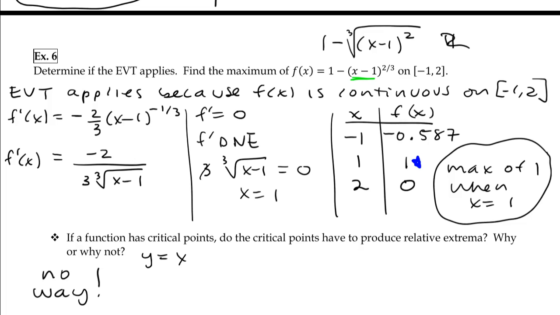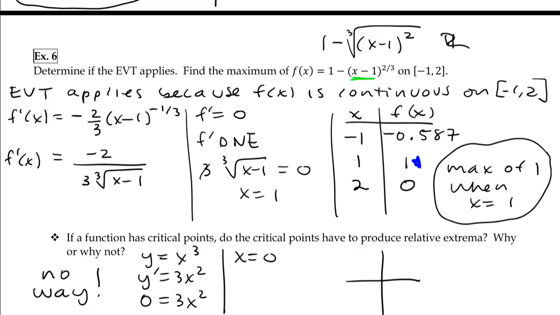Can you guys think of this function? The derivative is 3x squared. If I set this equal to 0, if I'm trying to find a critical number, x is 0. But you guys know what this cubic looks like. Right, look at 0. Is there a relative extrema there? No way. So just because you have a critical point, that does not mean it has to be a relative extrema. We do not have a relative max or min here.